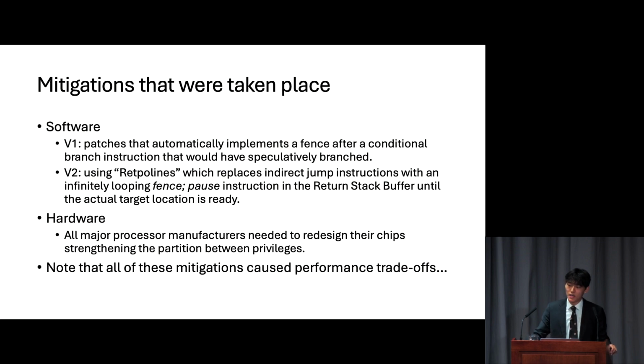But the thing to note is that all of these mitigations caused performance trade-offs because they restricted speculative execution in some way. And obviously, the performance enhancements that were gained with speculative execution were taken away. And funnily enough, this led to 32 lawsuits against Intel, not because of the vulnerability, but because of the mitigations that had to be put in place.